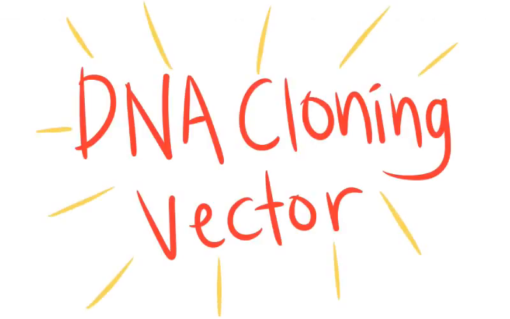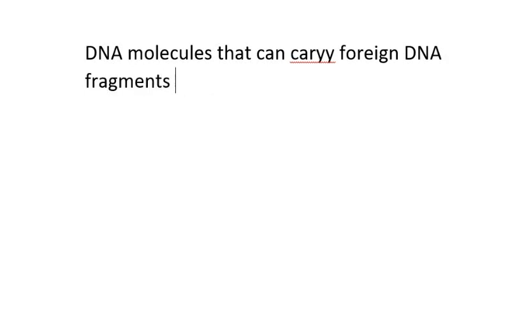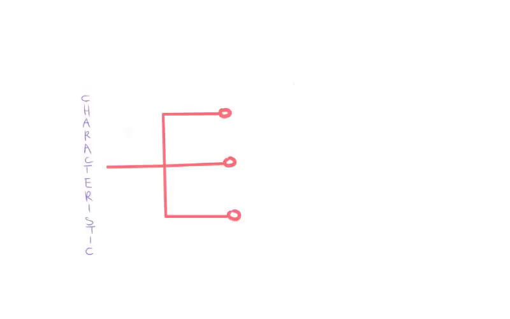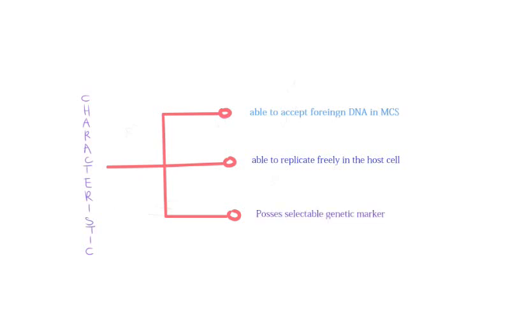First, I will show you about DNA cloning vector. A cloning vector is a DNA molecule that can carry foreign DNA into a host cell and replicate there. A DNA cloning vector has its own characteristics: it is able to accept foreign DNA in multiple cloning sites, then able to replicate freely in the host cell because it has an origin of replication, or we call it ORI. Next, it possesses a selectable genetic marker which is resistant to antibiotics.